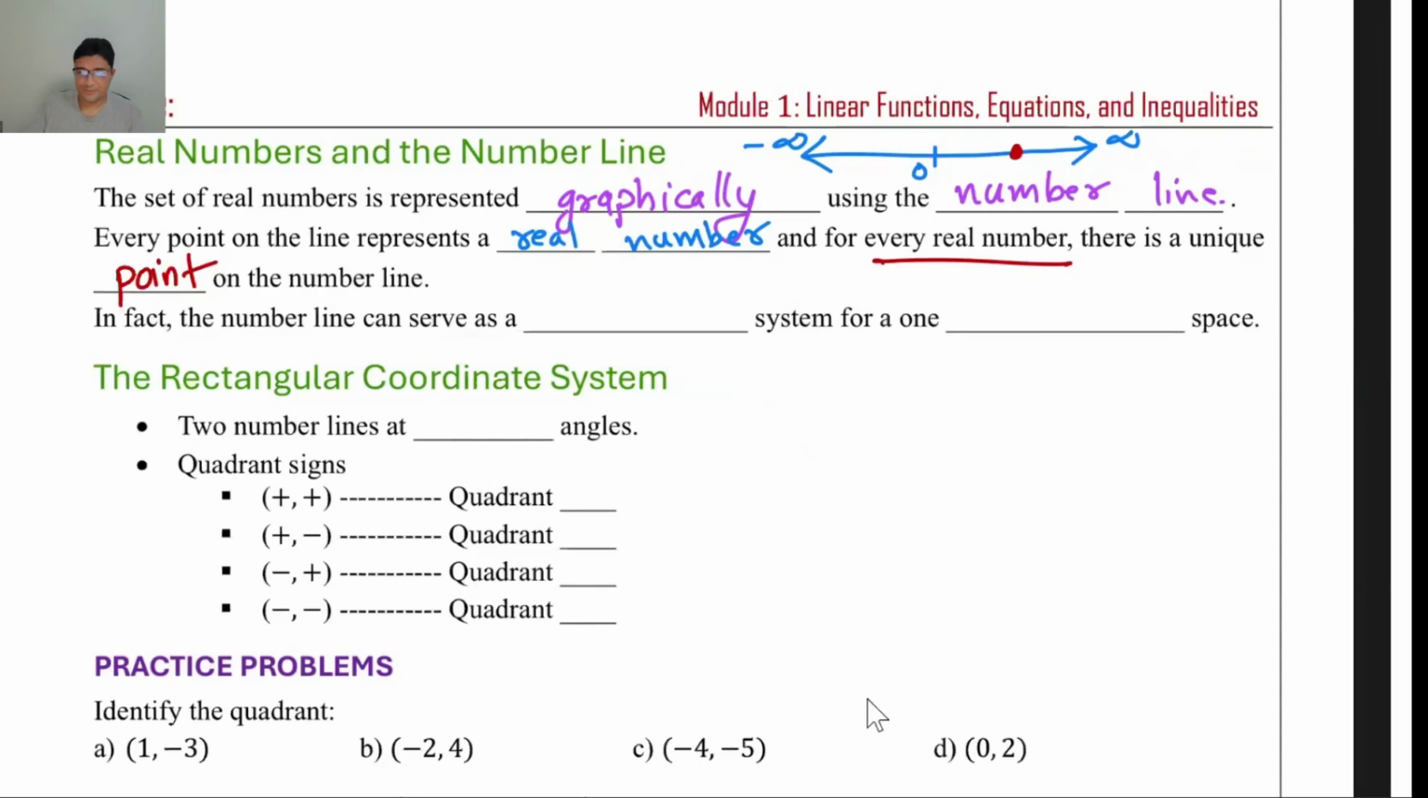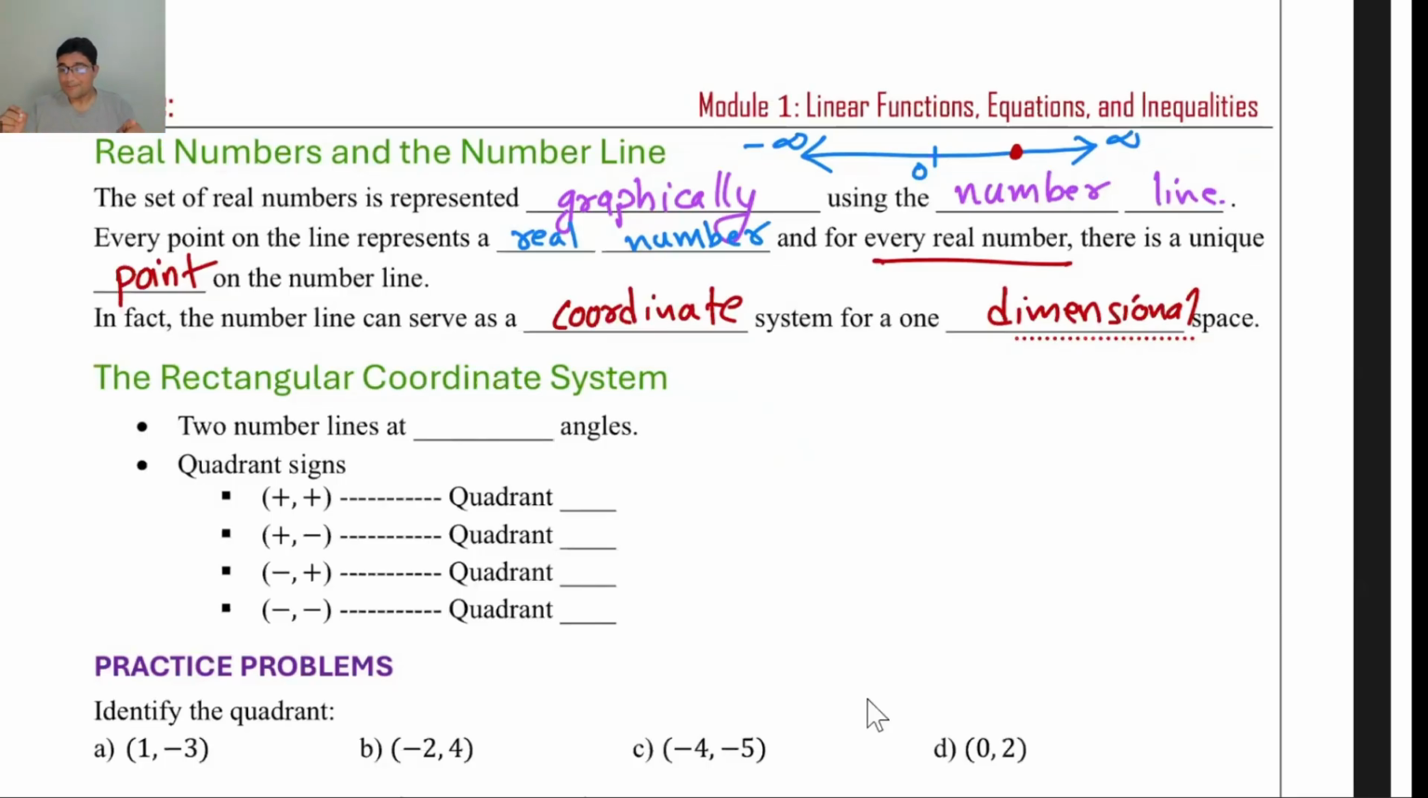In fact, the number line can serve as a coordinate system for one dimension. Now, these are some extra words I'm using here. Don't worry too much about it. It's good general knowledge, so I wanted to mention it because we are going to talk about the rectangular coordinate system soon. I thought it would be a good idea to tell you that a coordinate system in general can be in any dimension: 1 dimension, 2 dimension, 3 dimension, n dimensional, and even infinite dimensional if you do higher mathematics later on.